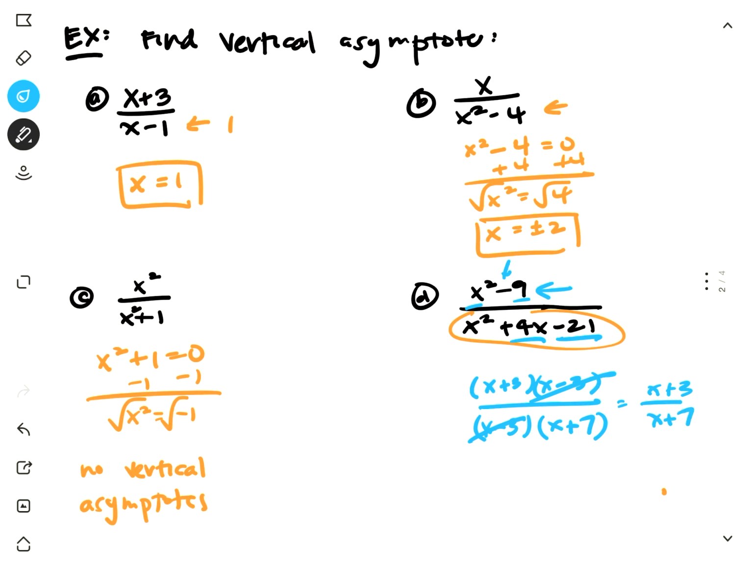Right, because negative 3, x minus 3, and x minus 3 cancel out. So really, the only asymptote here is going to be negative 7, because negative 7 plus 7 is 0. So there's going to be a vertical asymptote at x equals negative 7. The other one is a hole. There's a discontinuity there, but it's not an asymptote. So be careful with that.